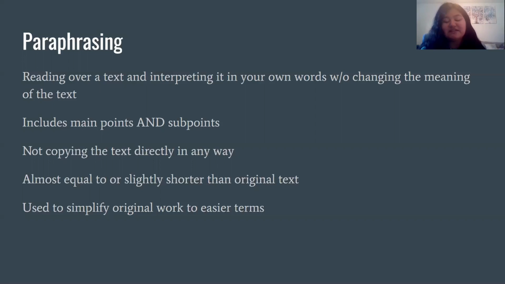So when you get into high school, if you're reading a journal or a news article and it's really long or some of the words are complicated, that's a really good time to paraphrase, because you're going to put it in your own words for other people to understand.